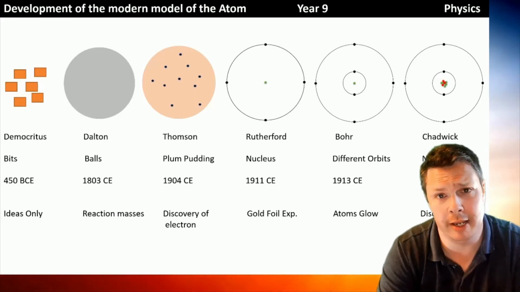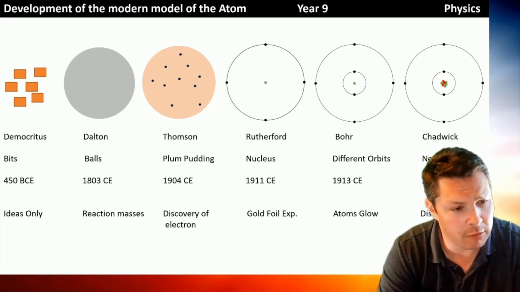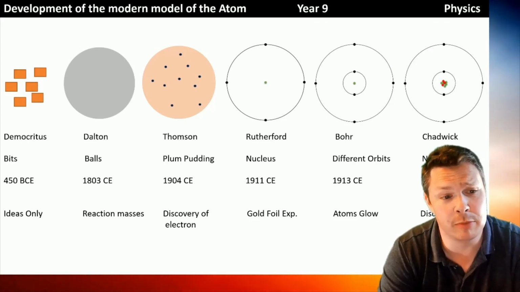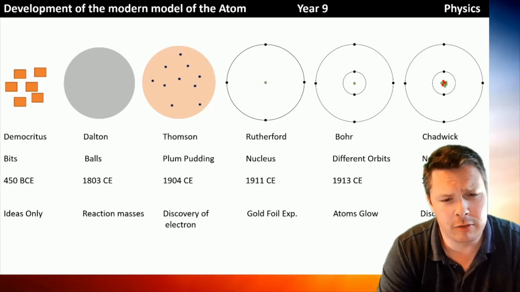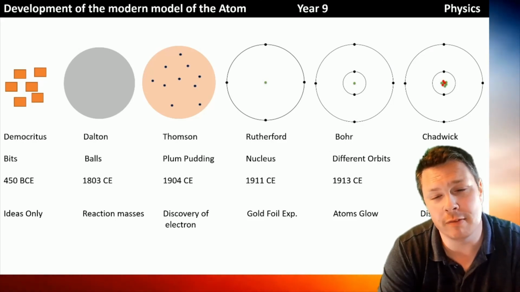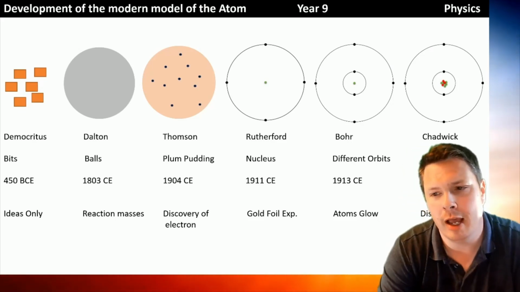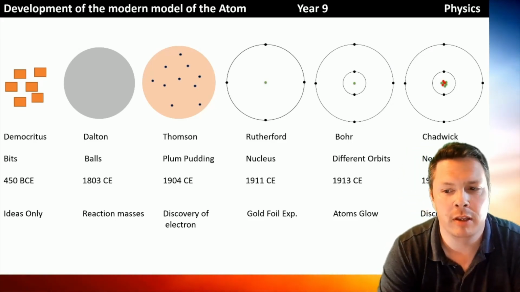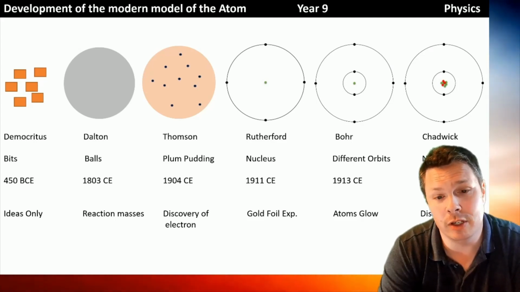So here's our journey overall, from Democritus through to Chadwick. Democritus basically saw atoms as bits. Dalton saw them as balls. Thomson saw them as a plum pudding. Rutherford came up with the idea of the nucleus. Bohr took it further and said that there are not just orbits, but there are different orbits. And Chadwick took it one step beyond and predicted and discovered the fact that there were neutrons.